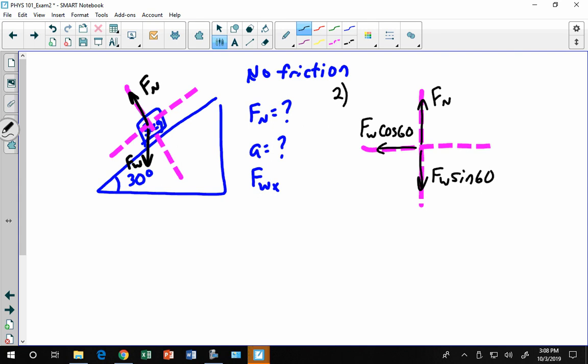So if I wanted to know the normal force for this problem, then I would say the sum of the forces in the y direction, this is step number 3, applying Newton's second law. Sum of the forces in the y direction is Fn minus Fw sine of 60. And on an inclined plane, the forces in the y direction always add up to 0 because it's not accelerating off of the inclined plane. So Fn is equal to Fw sine 60.